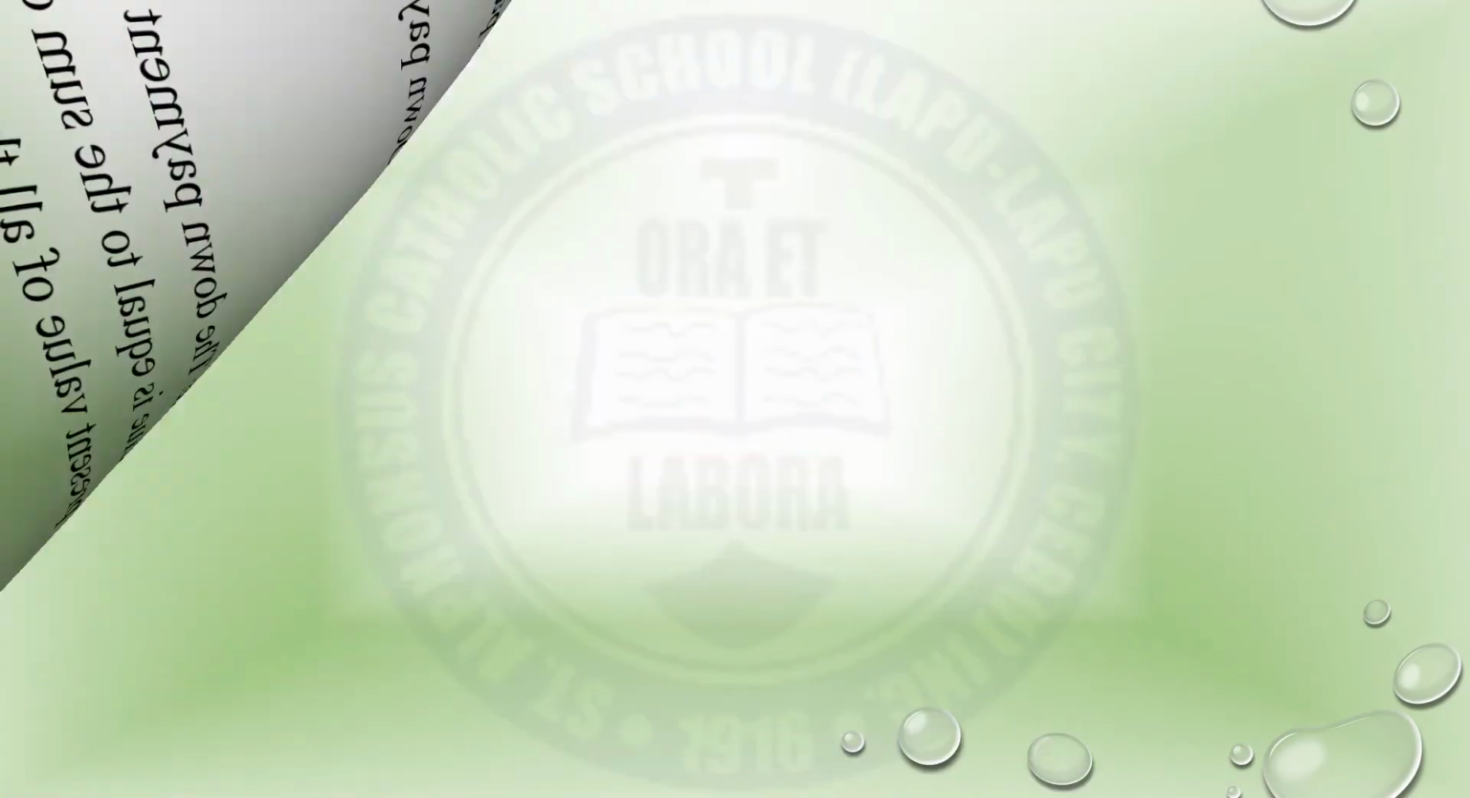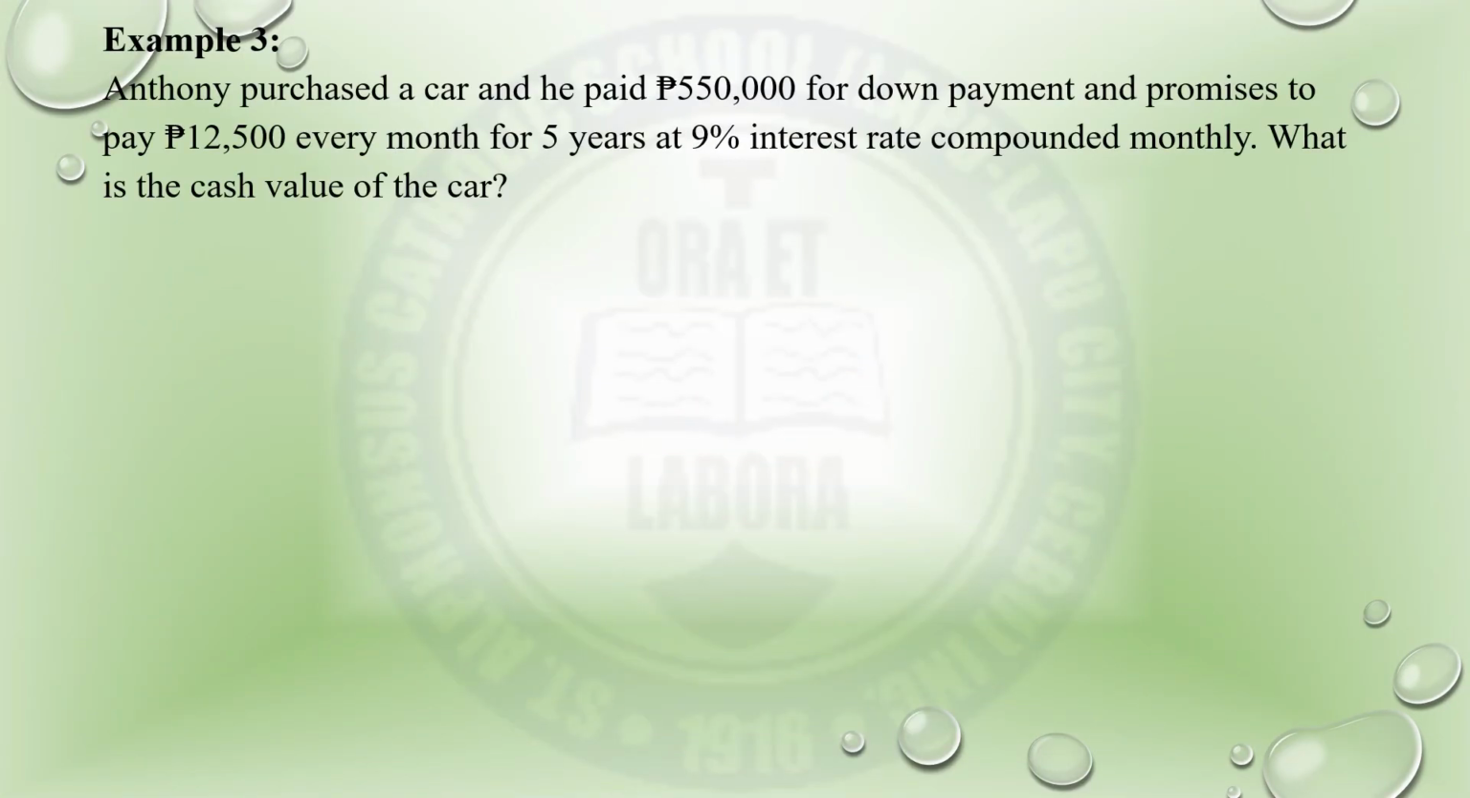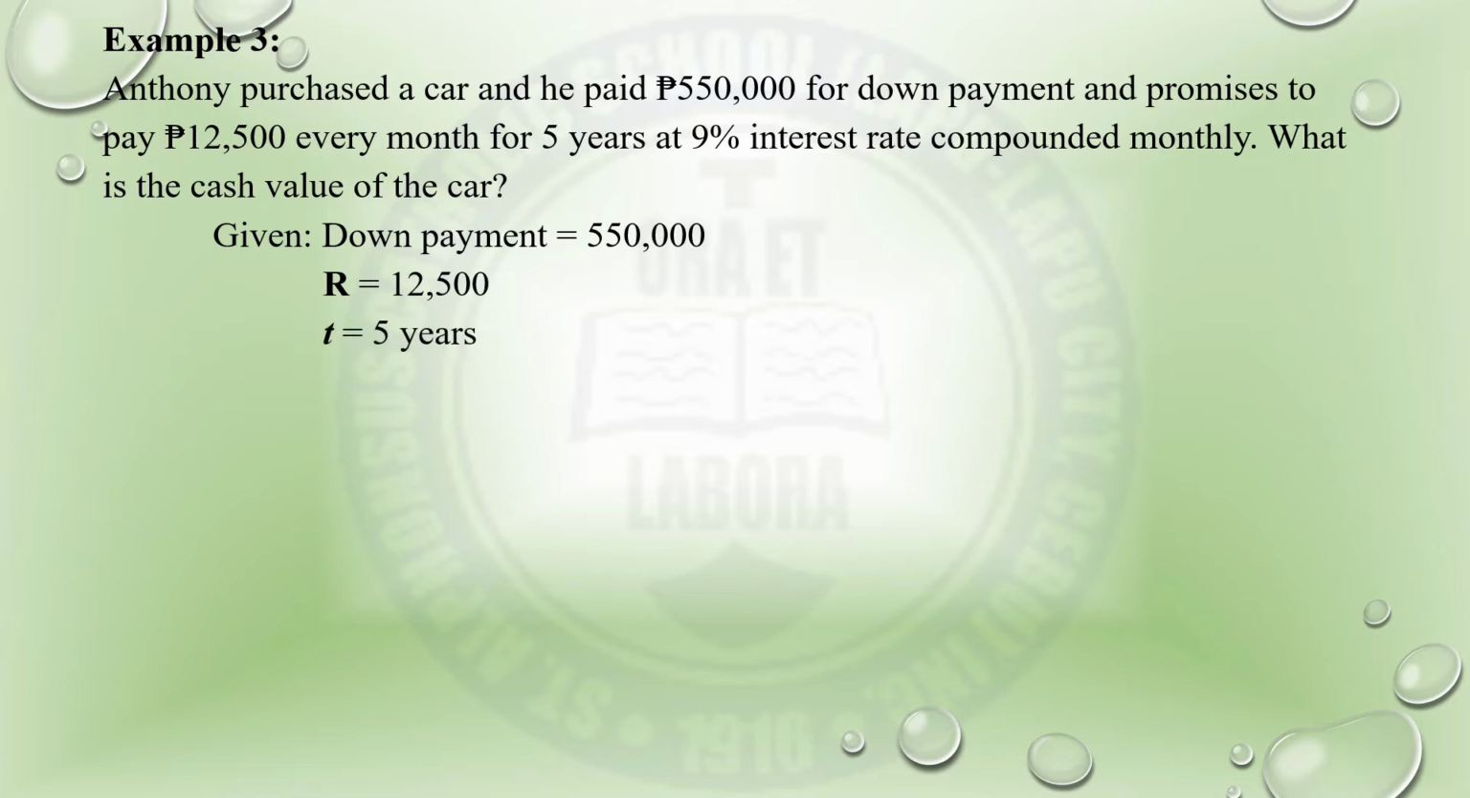For example number 3, Anthony purchased a car and he paid 550,000 pesos for down payment and promises to pay 12,500 pesos every month for 5 years at 9% interest rate compounded monthly. What is the cash value of the car? The given, the down payment is equal to 550,000 pesos, R, or the regular or periodic payment, is equal to 12,500 because this is the amount to pay every month. T, or the time or term of the annuity, is equal to 5 years.